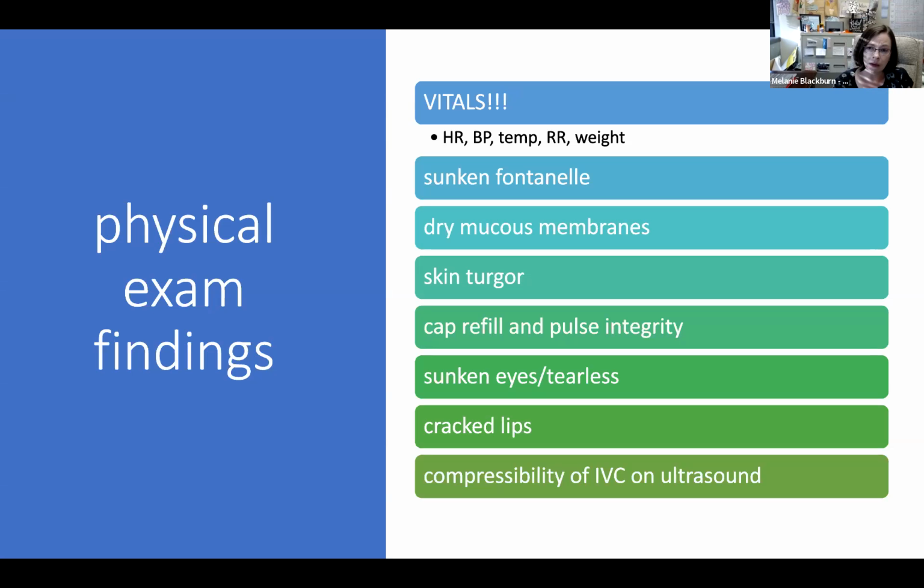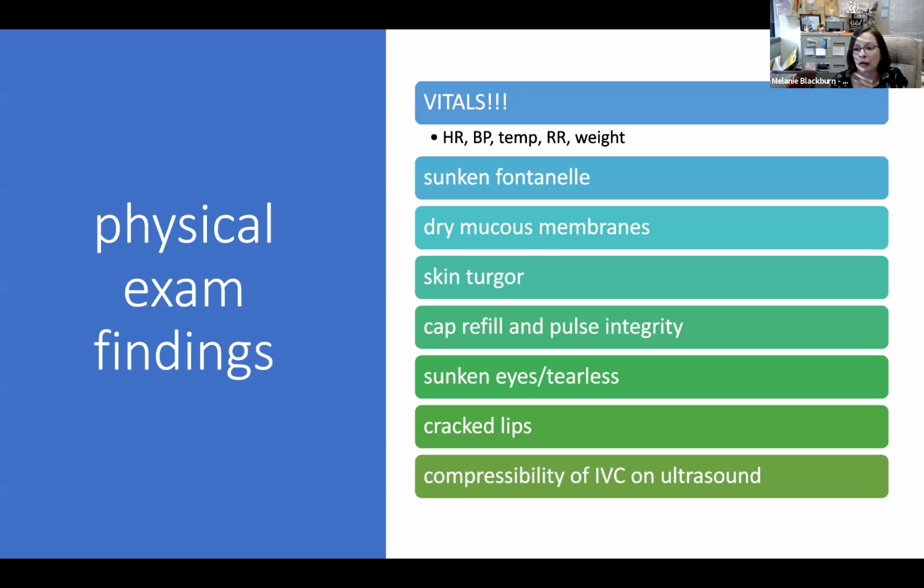Tachypnea. Remember that patients that are dehydrated can be tachypneic, but oftentimes that can be a sign of electrolyte abnormalities, whether it's acid-base status or sodium status. So remembering to pay attention to that, it could be a clue that something might be messed up with their electrolytes. And then weight is really important.